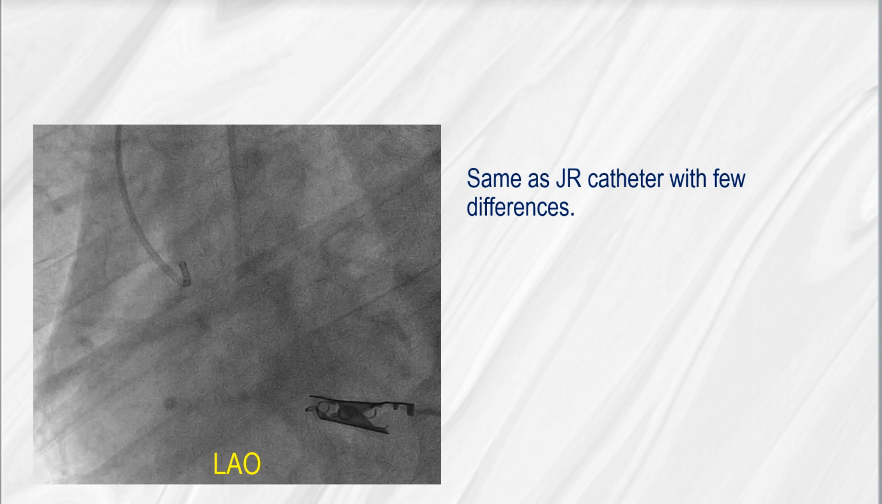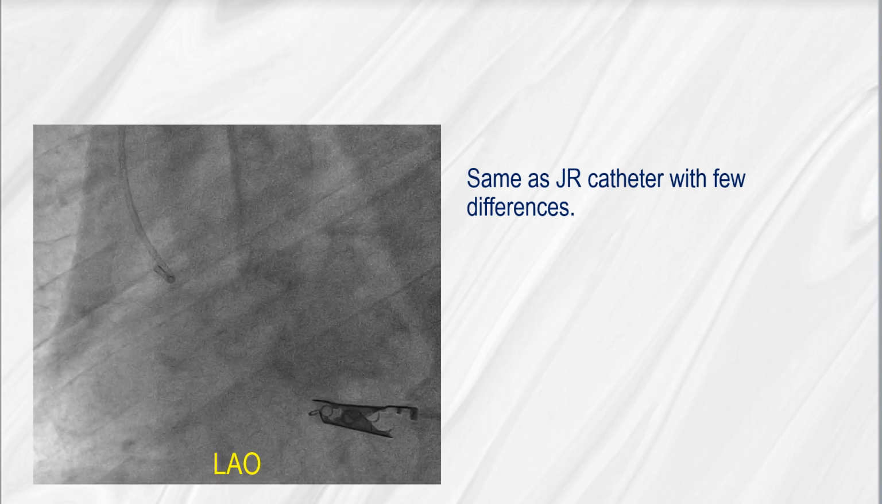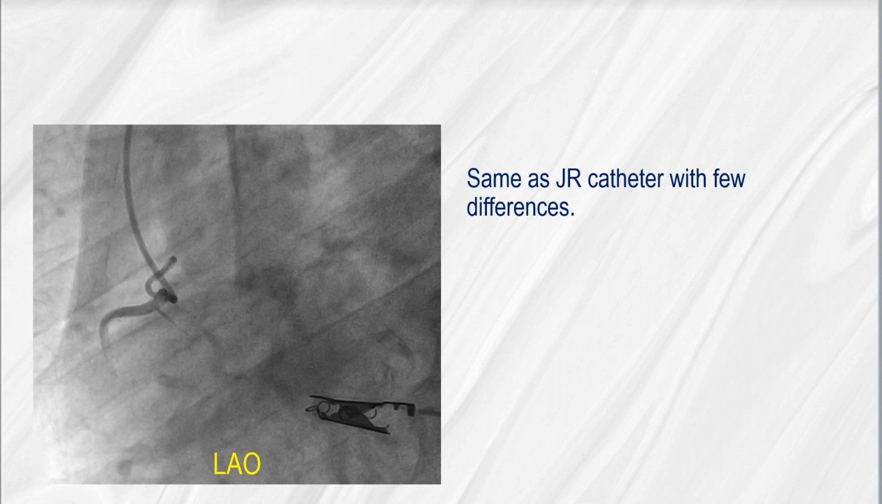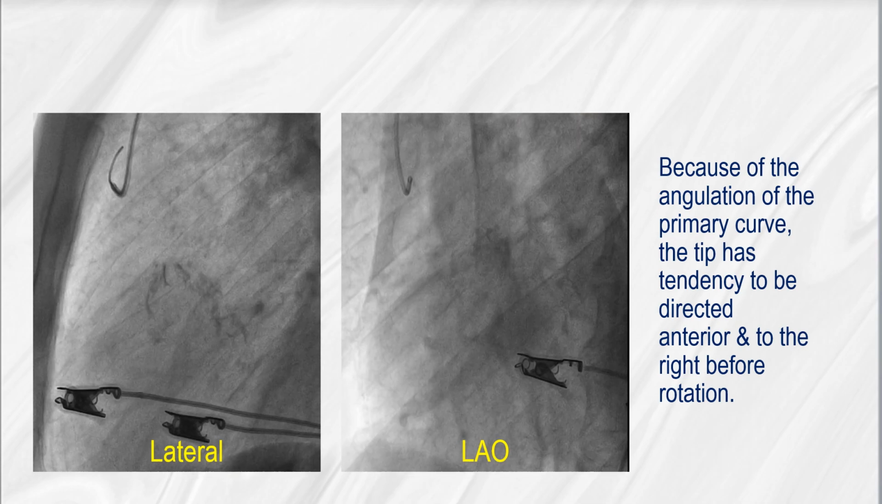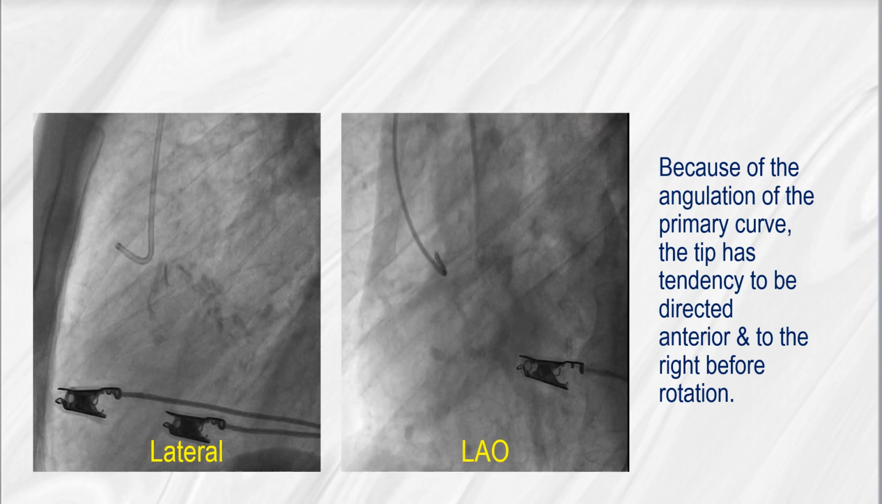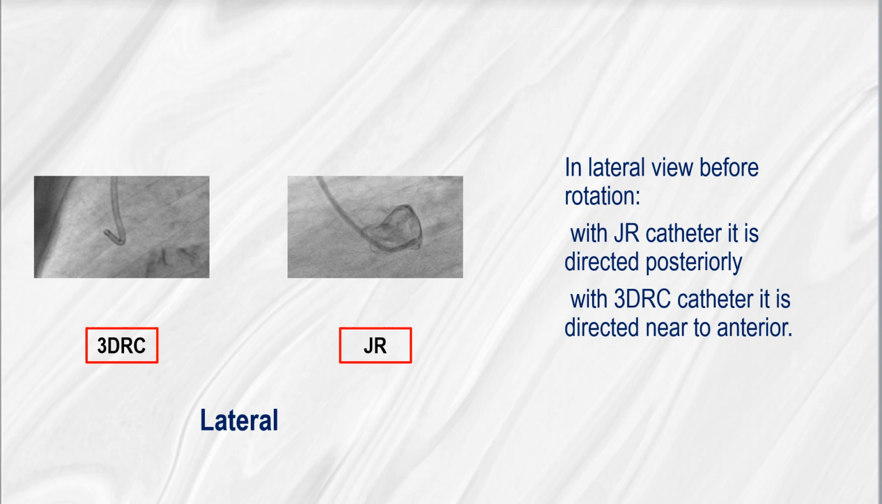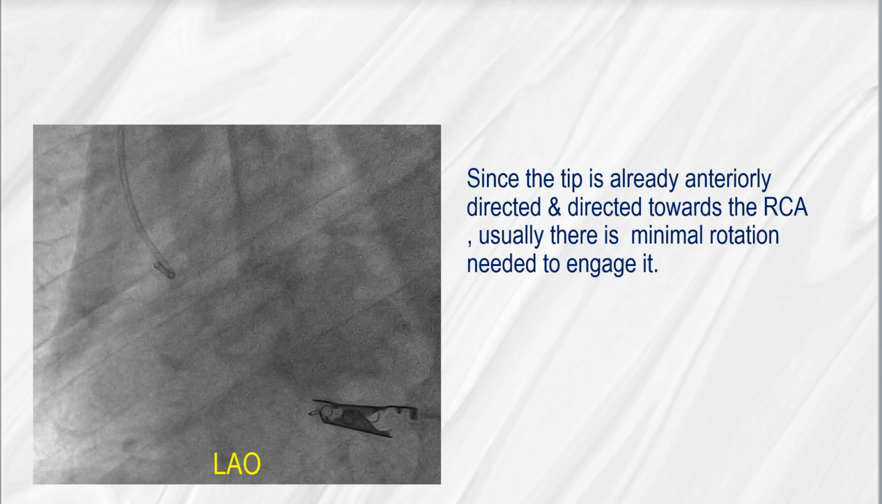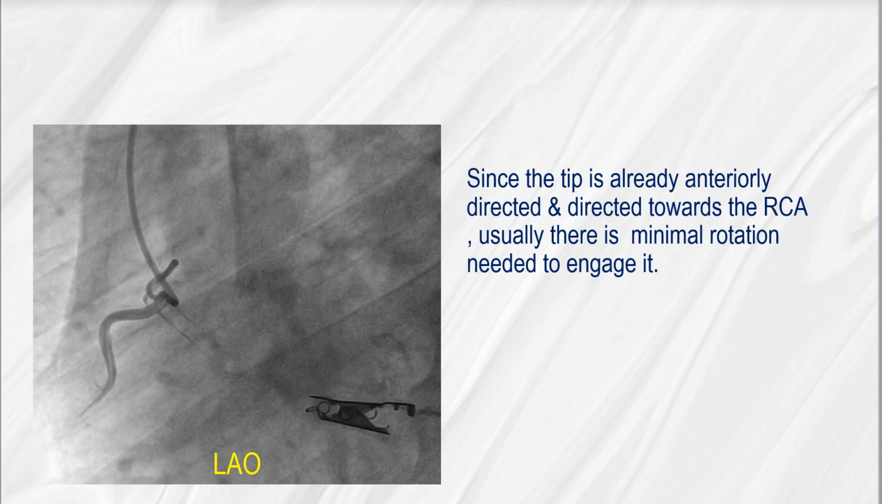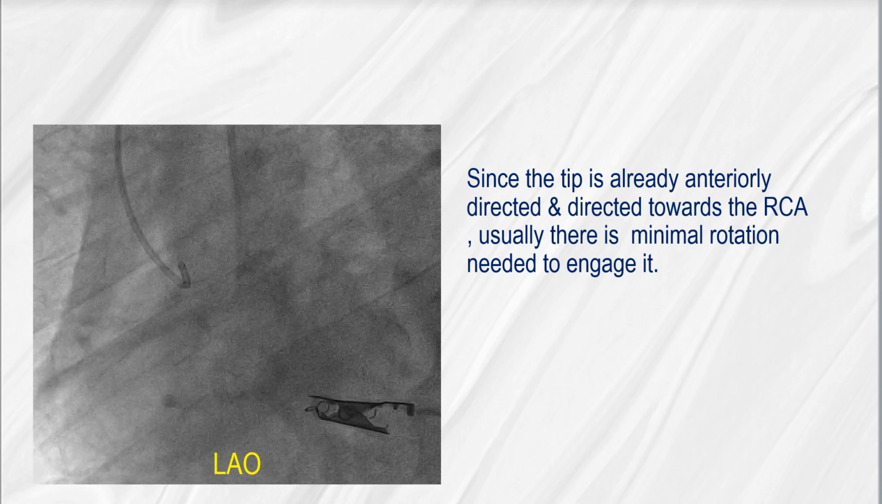Regarding manipulation, it is the same as the Judkins right catheter with a few differences. Because of the angulation of the primary curve, the tip has a tendency to be directed anterior and to the right before rotation. In the lateral view before rotation, with the Judkins right catheter, the tip is directed posteriorly, while with the 3D RC catheter, it is directed nearly anterior. Since the tip is already anteriorly directed and towards the RCA, usually there is minimal rotation needed to engage it.